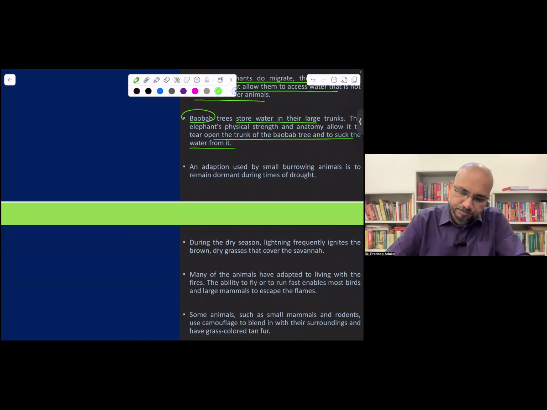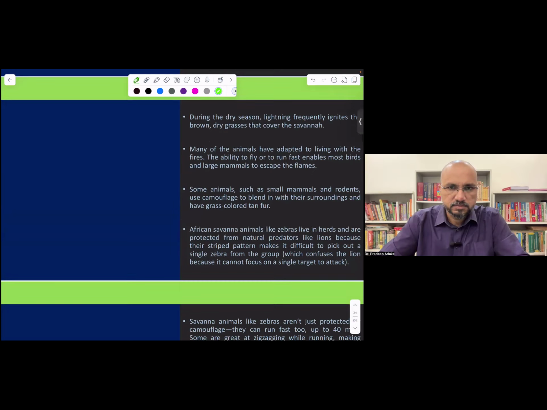Okay. So what about small animals? An adaptation used by small burrowing animals is to remain dormant during times of drought. They will make a small tunnel into the soil and remain there until the rainy season arrives again.